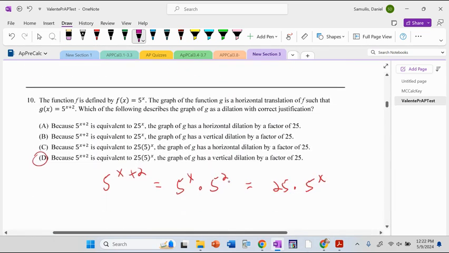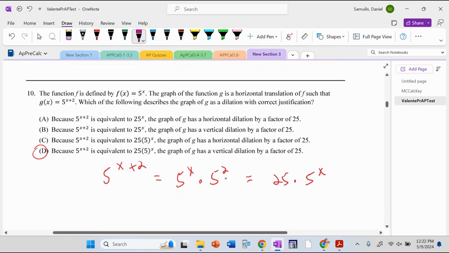Next, this is that alternative form section. So read that question again. 5 to the x plus 2 comes from 5 to the x times 5 to the second.